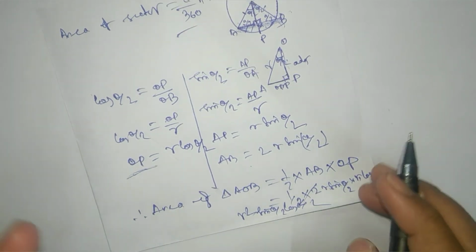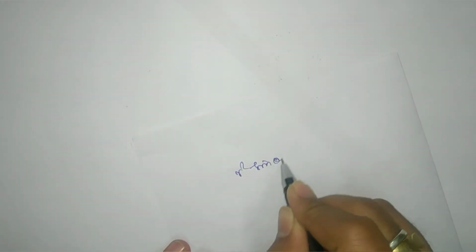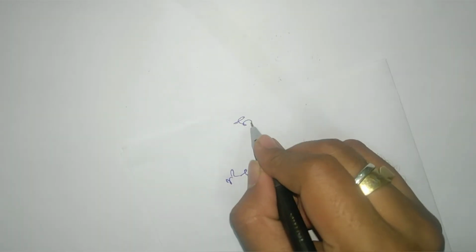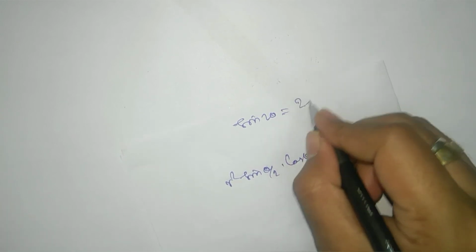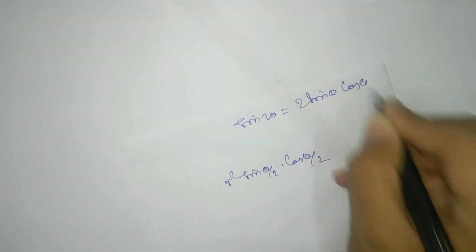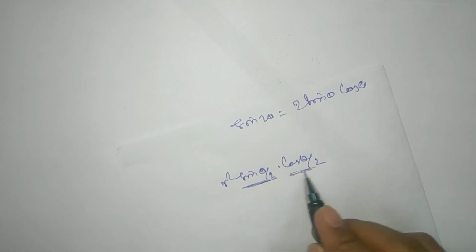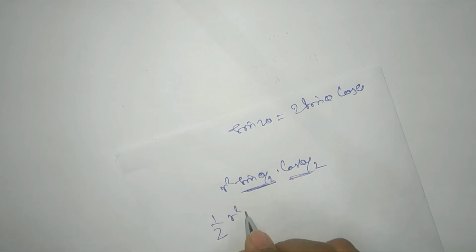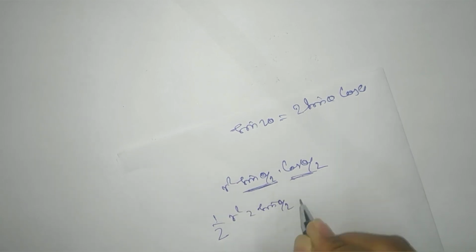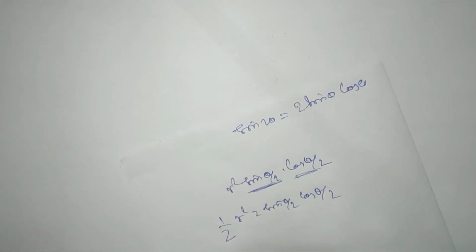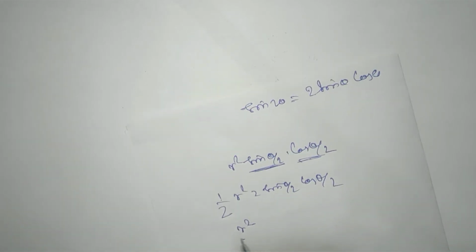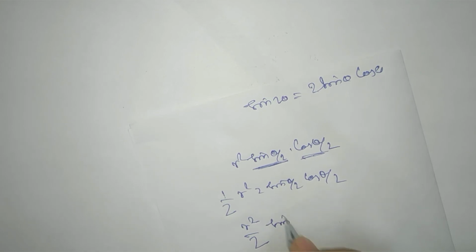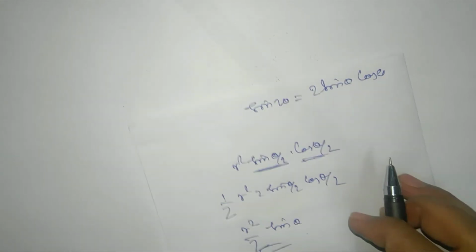You can apply this formula, or what we can do, that is R squared sine theta by 2 into cos theta by 2. There is one relation, that is sine 2 theta equals 2 sine theta cos theta. So here you can see that for sine theta cos theta we need 2. So if we multiply numerator and denominator by 2, you can see here 2 sine theta by 2 cos theta by 2. That means R squared by 2 equals sine theta. This is the area of the triangle.